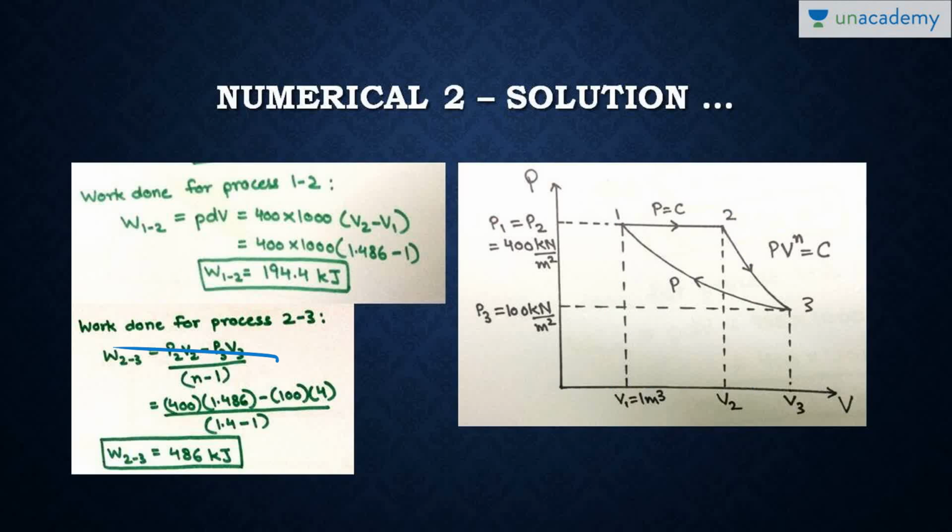Similarly for work transfer from 2 to 3, you know how to find work transfer in a polytropic process, which is P2 V2 minus P3 V3 upon n minus 1. You know all these values. Just put the values in this formula. You will get the work transfer from 2 to 3, which is 486 kilojoule. Work transfer from 1 to 2 is 194.4 kilojoule and work transfer from 2 to 3 is 486 kilojoule.